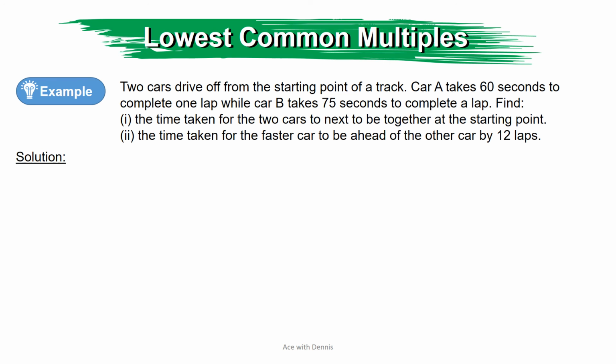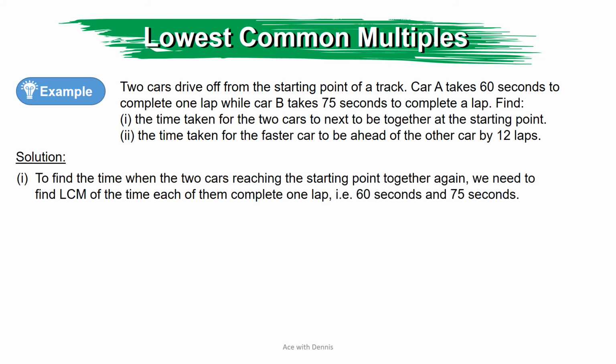Here is the solution. For 1, to find the time when the two cars reach the starting point together again, we need to find the LCM of the time each of them takes to complete one lap. That is 60 seconds and 75 seconds. So 60 equals 2 squared times 3 times 5, and 75 equals 3 times 5 squared. The LCM will be 2 squared times 3 times 5 squared, which gives us 300 seconds.